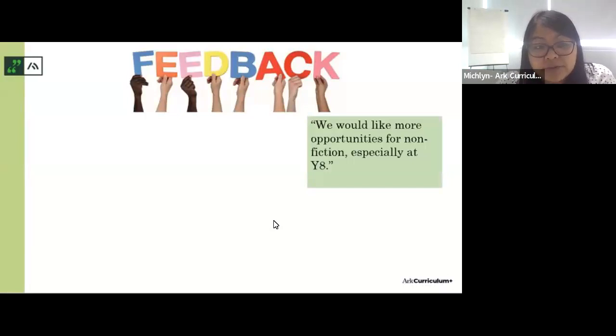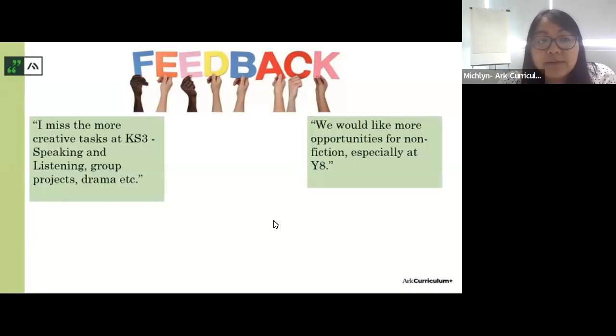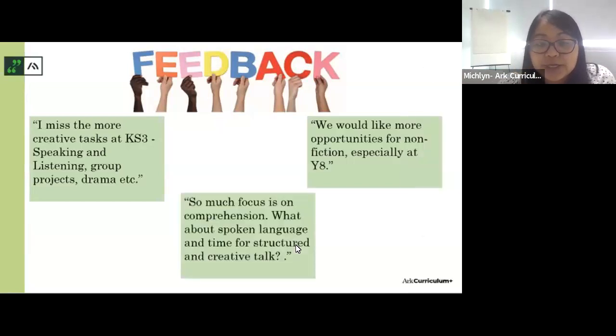This is just some of the feedback that some of our teachers gave us: that perhaps at Year 8 especially, or Key Stage 3, there's a lack of opportunities for non-fiction. If we look at lots of different curriculums, often it's focused on creative writing, descriptive writing, or literature texts rather than non-fiction. And perhaps there is a sense, because you're trying to cram so much content in, preparing them for Key Stage 4, that the creative tasks and speaking and listening and drama kind of fall to the wayside, and that's something we definitely want to change. We also really want to make sure that explicit opportunities for spoken language and structured and creative talk are available in our curriculum.